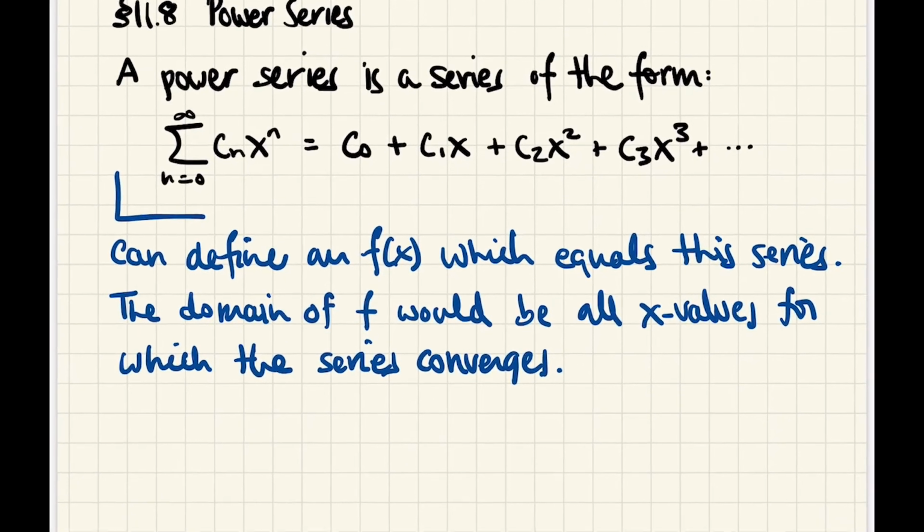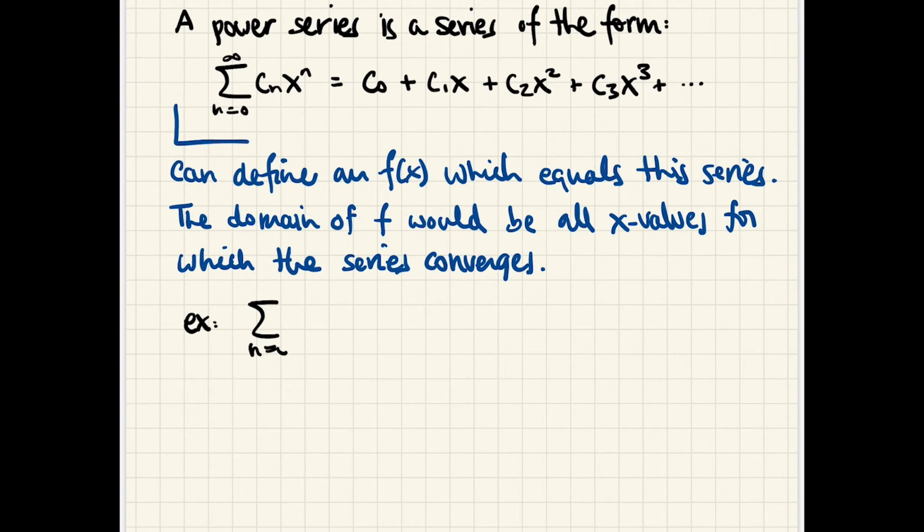So as an example of a power series, we have this particular series here. Now, all the Cn's are defined to be 1, so this is going to be like 1 times x to the 0, which is 1, plus 1 times x to the 1, plus 1 times x squared, plus 1 times x cubed, etc. And we know that this series, which happens to be a geometric series, is convergent when the r value, which is in this case just x, is between -1 and 1.